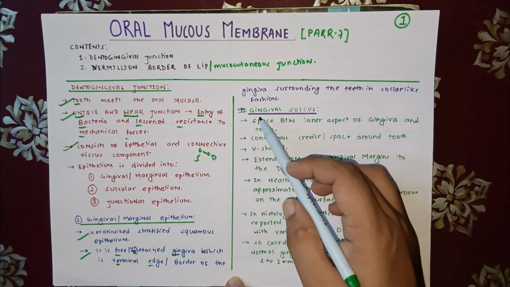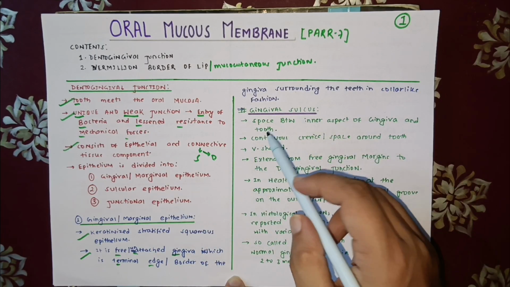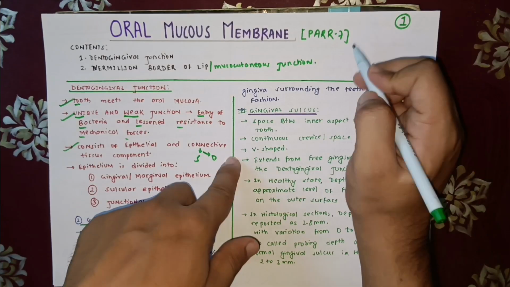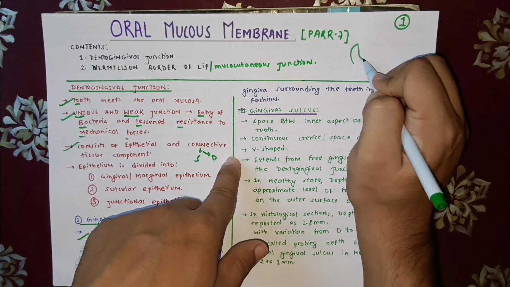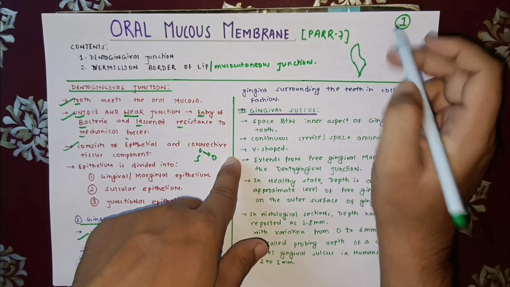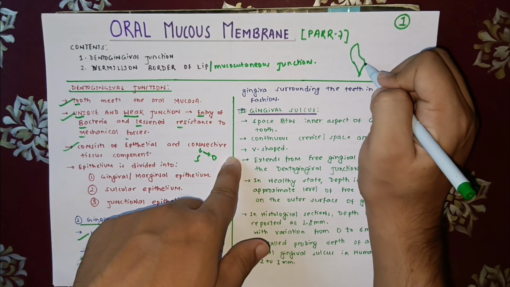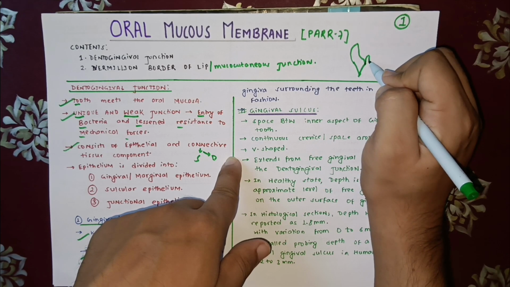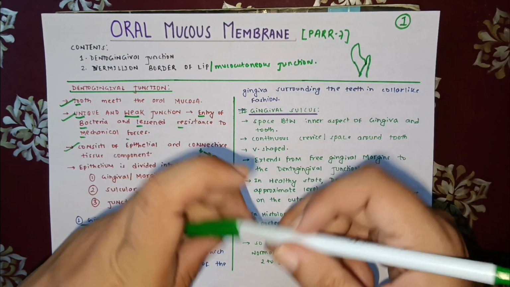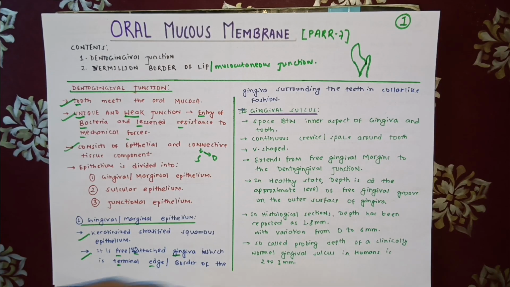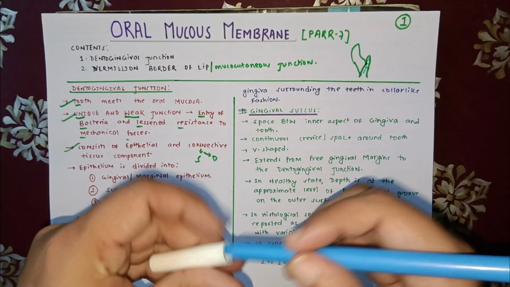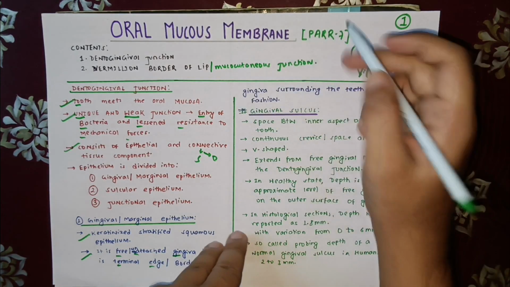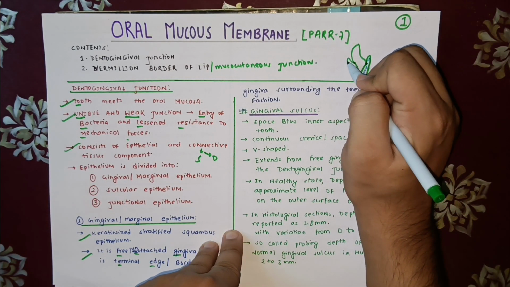After that, we will study the gingival sulcus. I'll show you a schematic diagram here. If this is a tooth, and this is the cemento enamel junction, then from this cemento enamel junction this is the gingiva. This picture is not very clear, but I hope you will get it. Similarly, on this side also we have gingiva, starting from the cemento enamel junction.